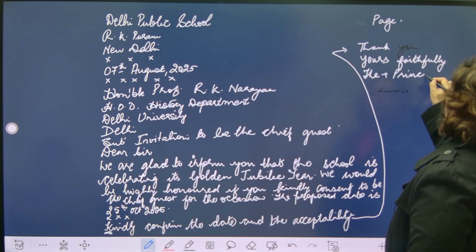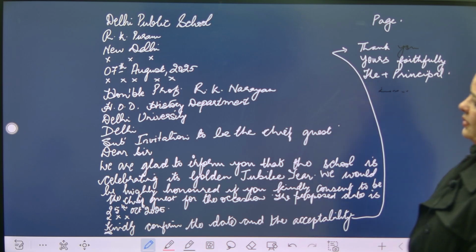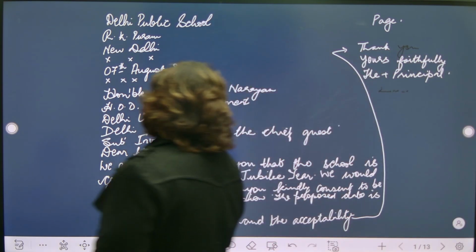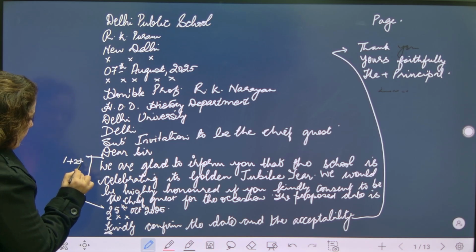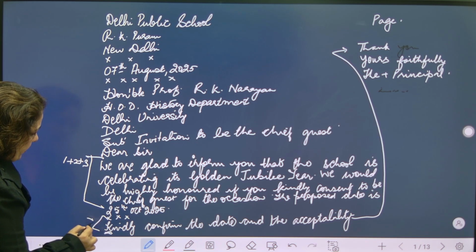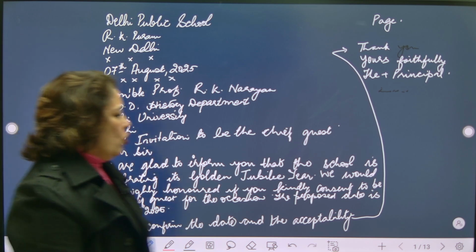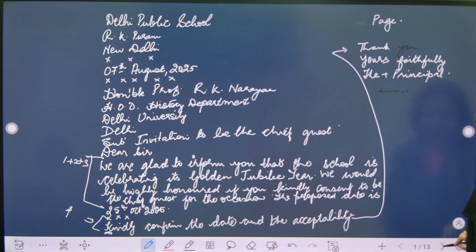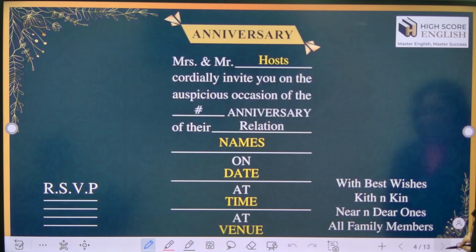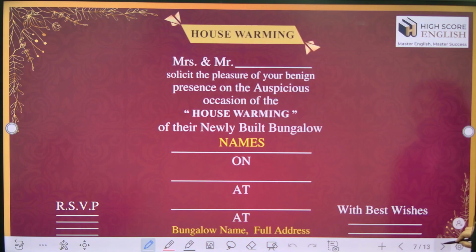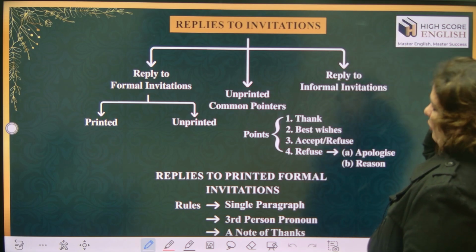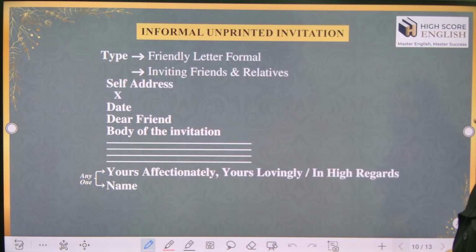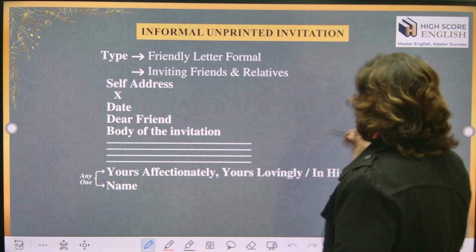That's it. Is that clear? This is done. What you have done here, points 1, 2, and 3 are done here. Closure is done here. Fine. So I hope it's clear with you. And let us move further quickly to do the last part of the invitation. Now you see, we are on the replies.